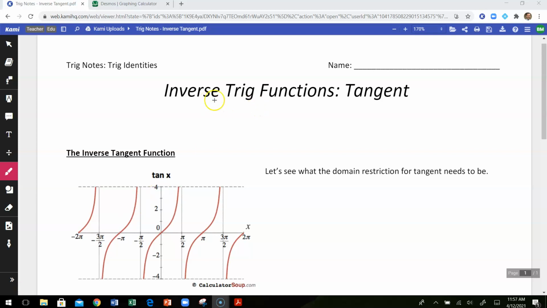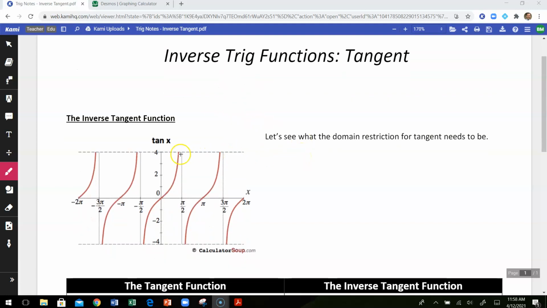In this video, we're going to discuss inverse tangent. If you have not yet watched inverse sine and inverse cosine, please watch those first. Just like sine and cosine, the tangent function is not one-to-one. So in order to make the inverse be a function, we need to restrict the domain of the original function.